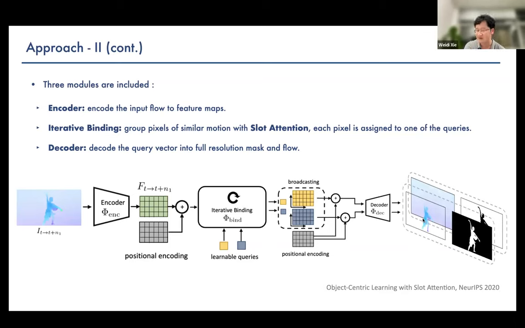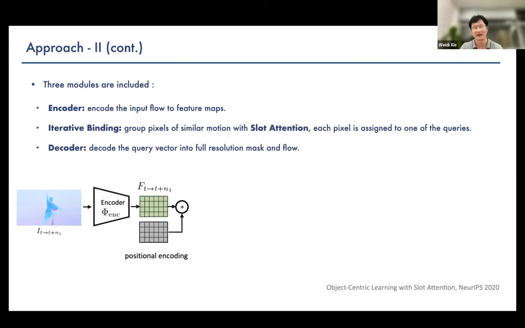And actually, if you can reconstruct the flow, because the foreground and the background are independently moving, the network is trying to learn a trivial solution. To reconstruct the flow in the easy way, the model tends to learn one slot representing the foreground and one slot representing the background, because as I said, they are independent. And this is the second idea, how to use flow reconstruction to learn to discover the objects.